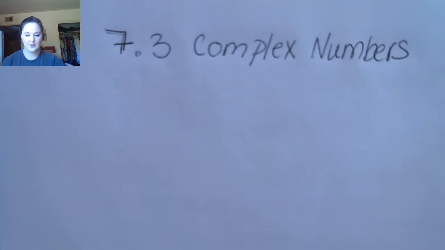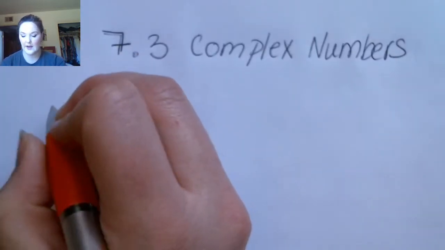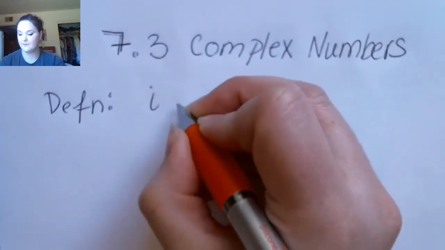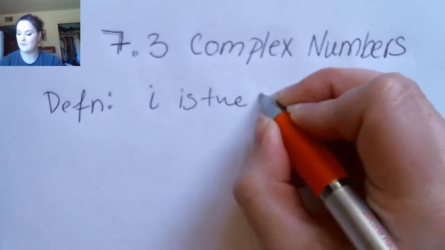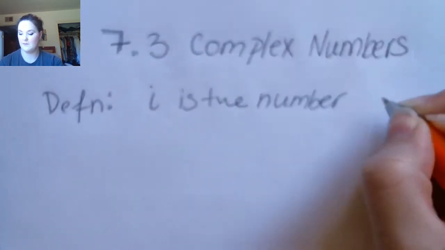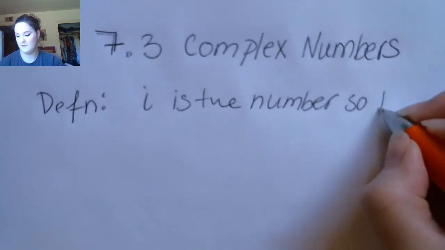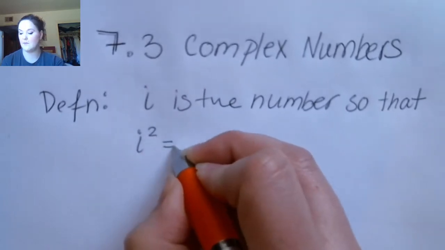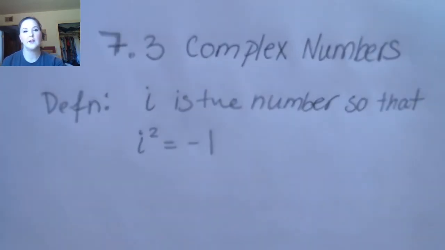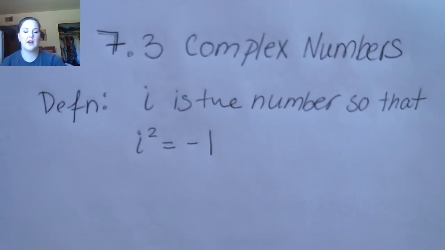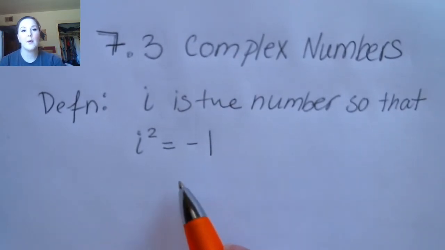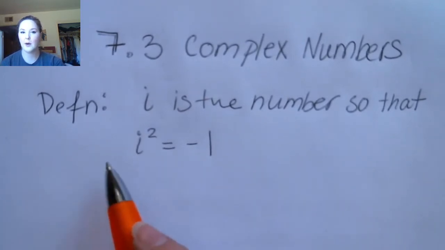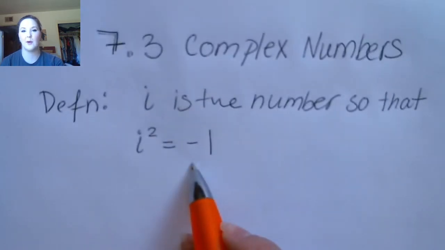So we're going to talk about complex numbers. So first let's talk about what started out complex numbers. Okay, so we define i to be the number so that i squared is -1. Remember that no real number has the property that when you square it, you get -1. So we had to come up with this other number, i, that does have this property.